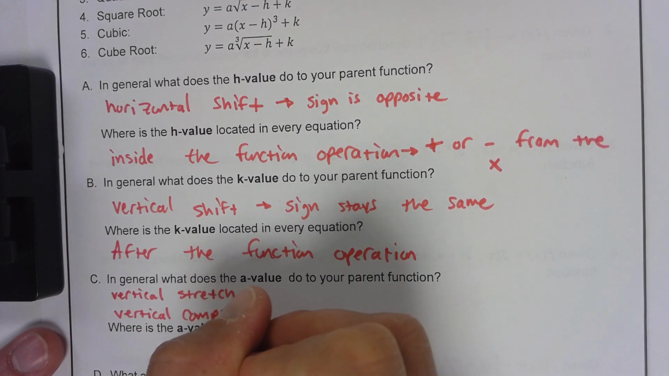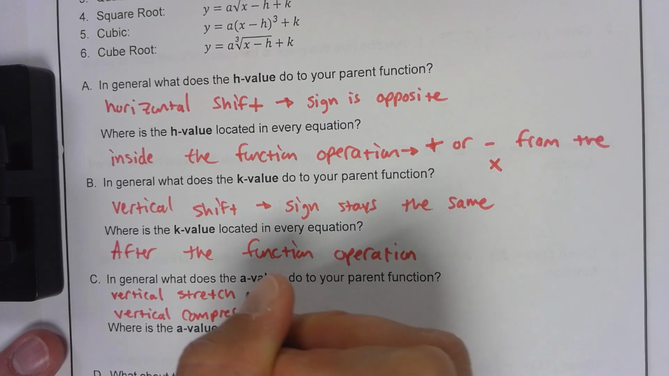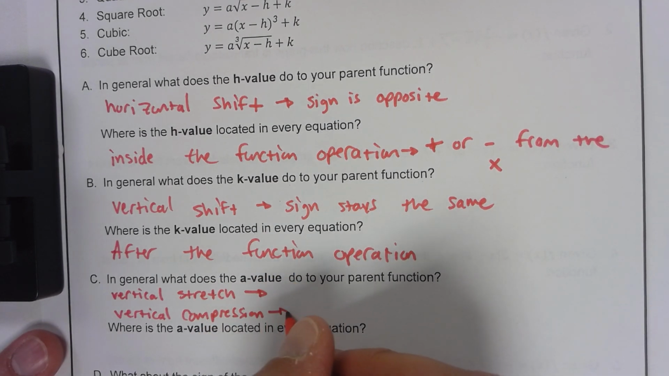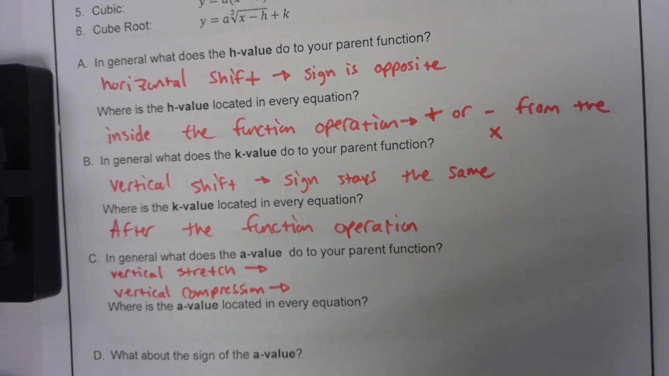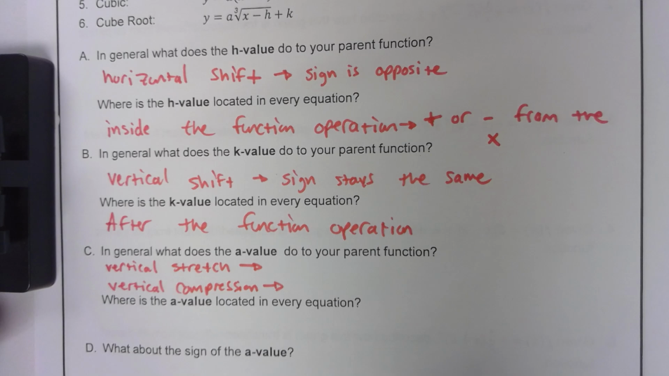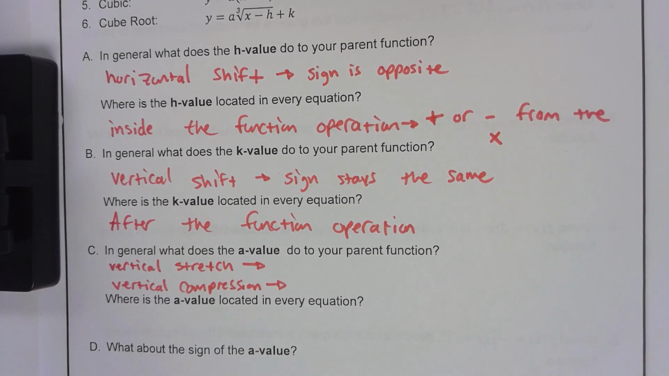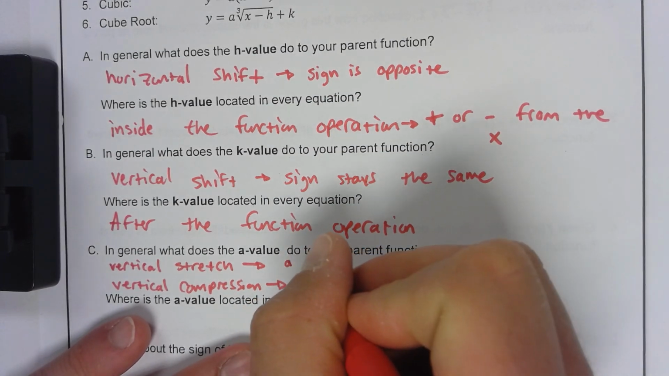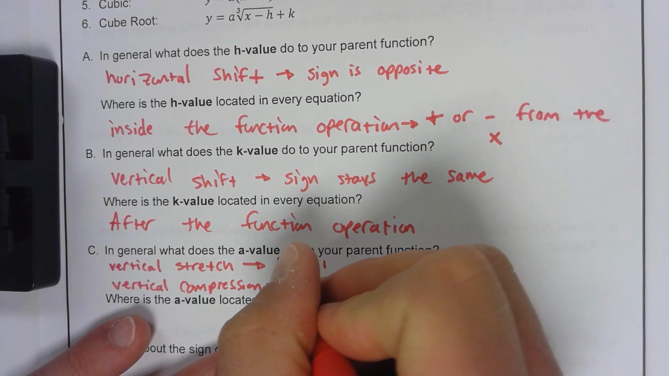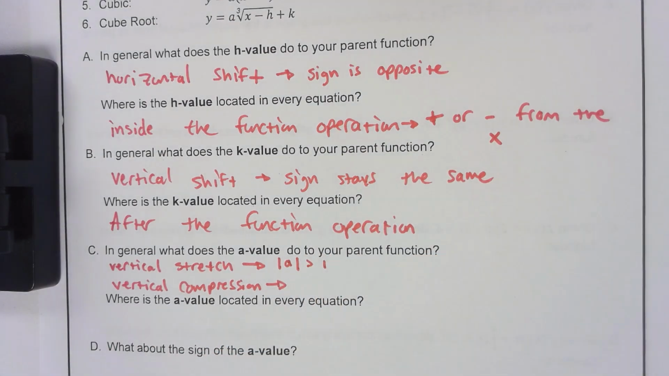The vertical part is important because there are such things as horizontal stretches and compressions. We won't cover that in this class. That's something that you'll do more next year in pre-calc. So vertical stretch, vertical compression. And it's a vertical stretch when that a value is greater than 1. And really we should be saying the absolute value of a, because the sign of that a value is something completely different.